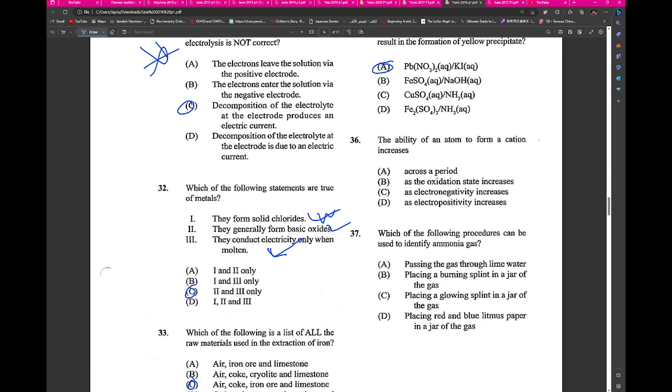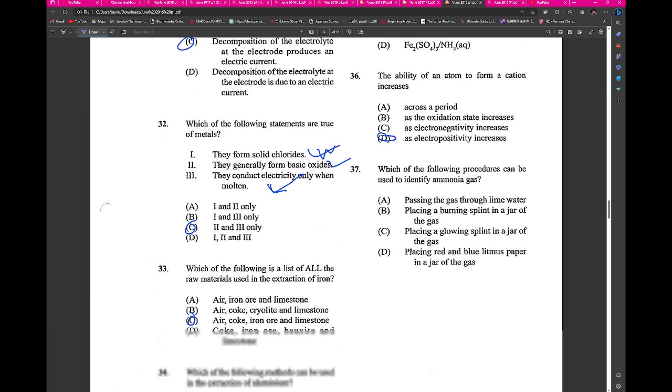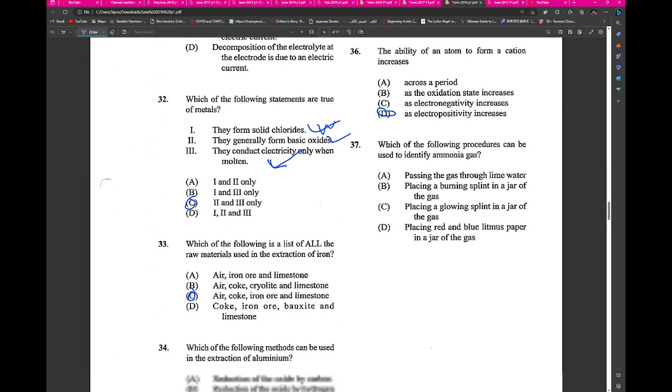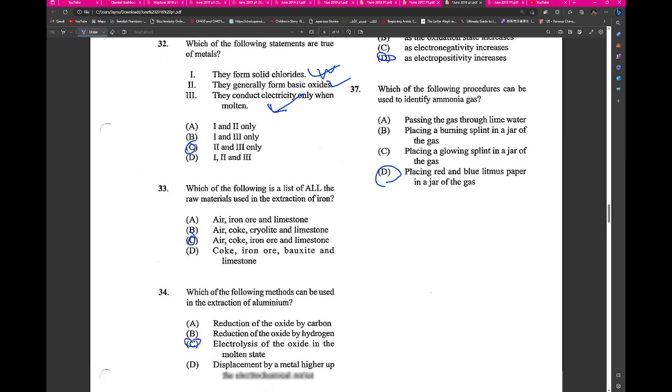The ability of an atom to form a cation increases as electropositivity increases. Which of the following procedures can be used to identify ammonia gas? Red and blue litmus paper in a jar of gas.